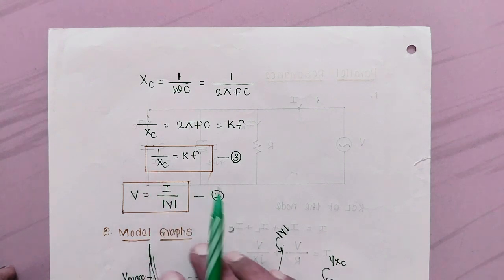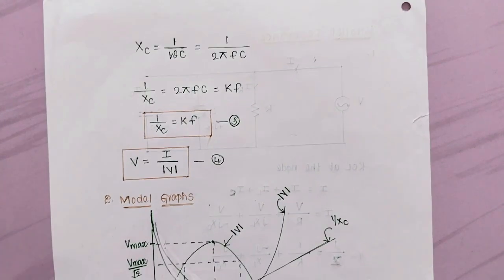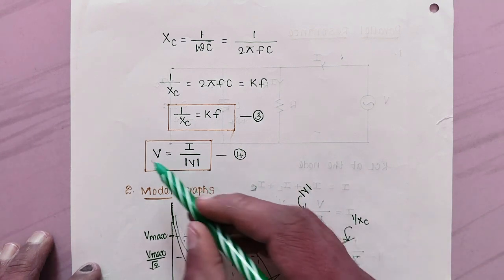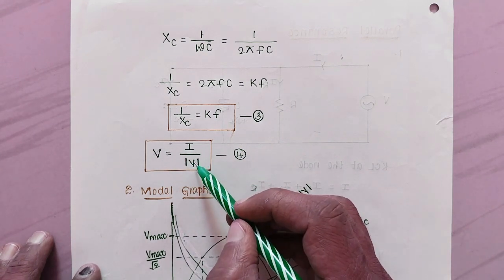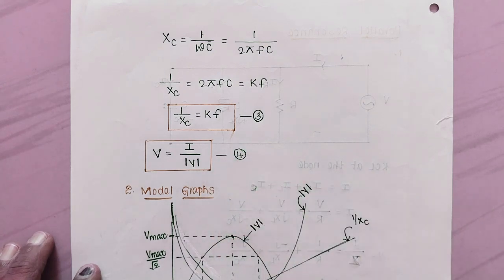Now what is the relation between voltage, current and admittance? Voltage is equal to current by admittance. So this is equation 4.